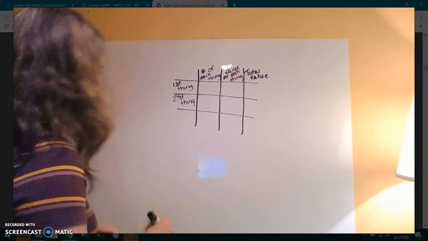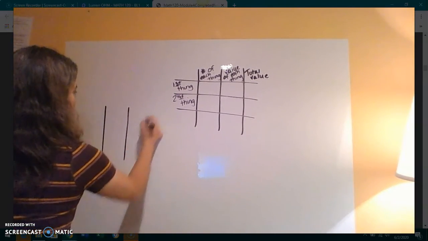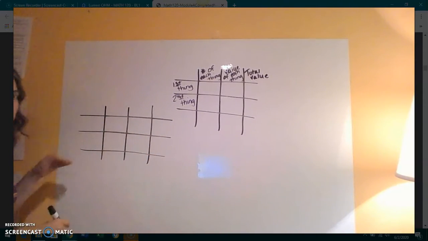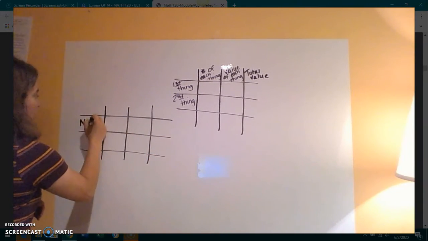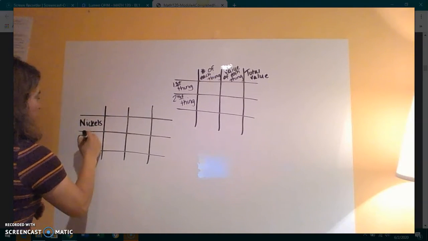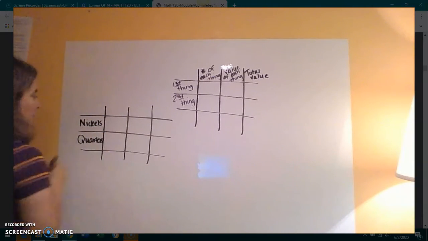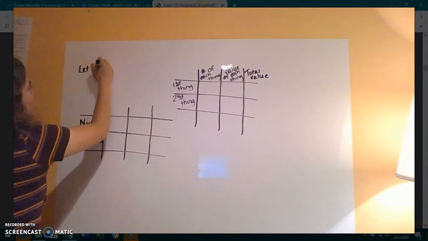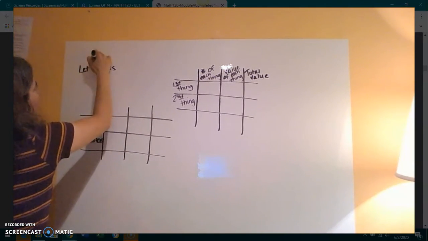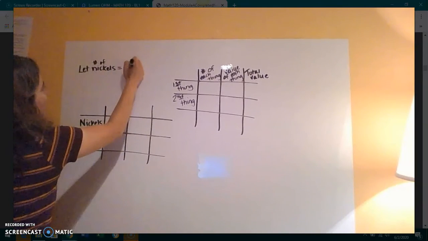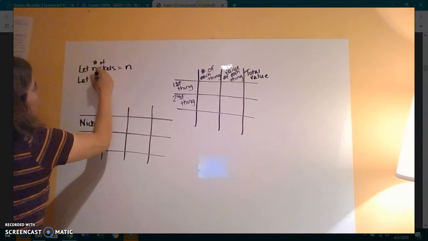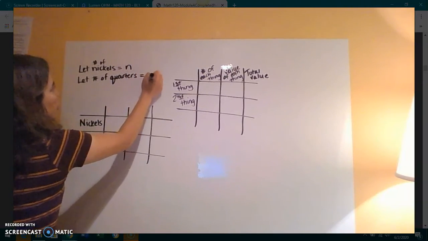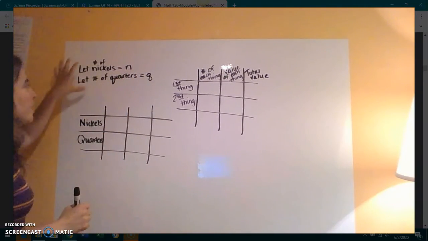So let's do it with this example of the nickels and quarters. Our two things are nickels and quarters, and we can fill out the chart. Let's say we've decided to say, let the number of nickels equal n, and let the number of quarters equal q. Those are my two let statements.